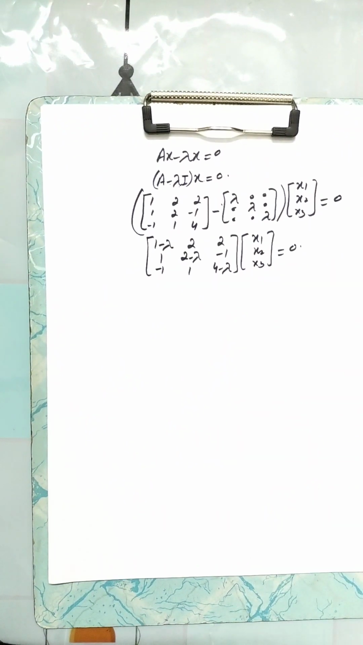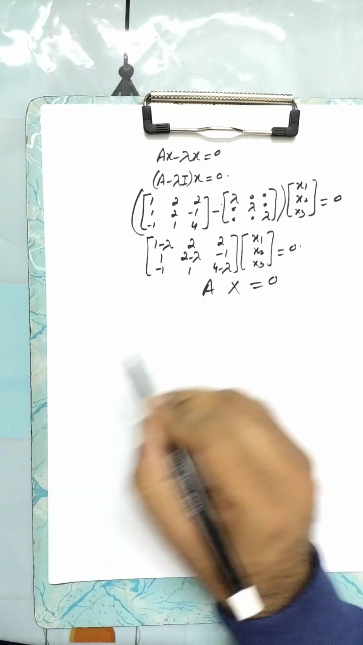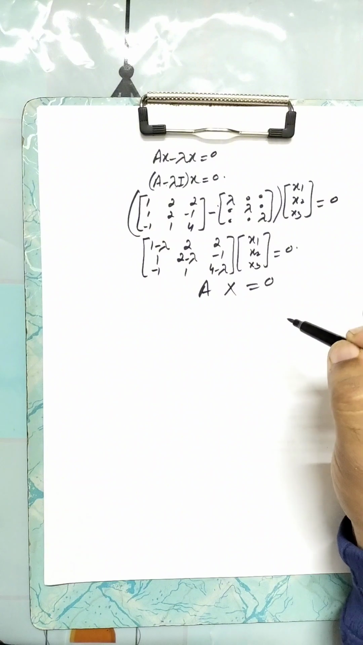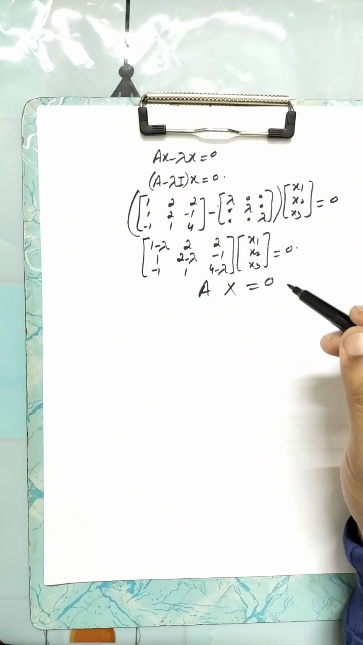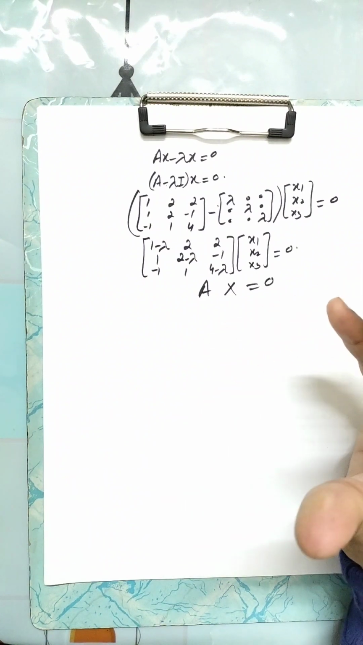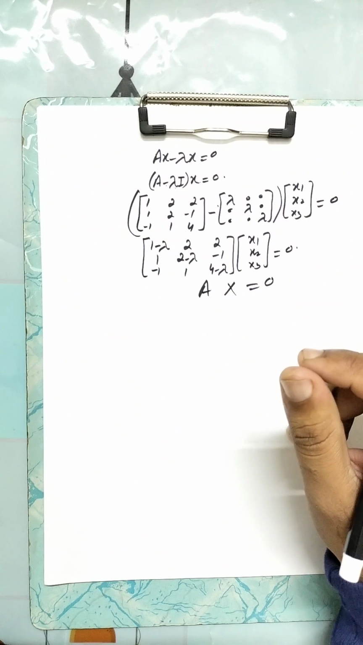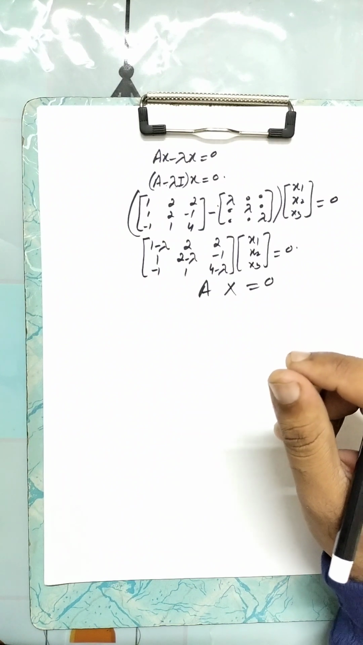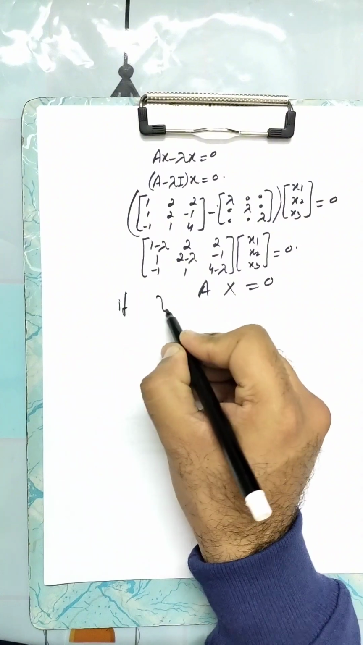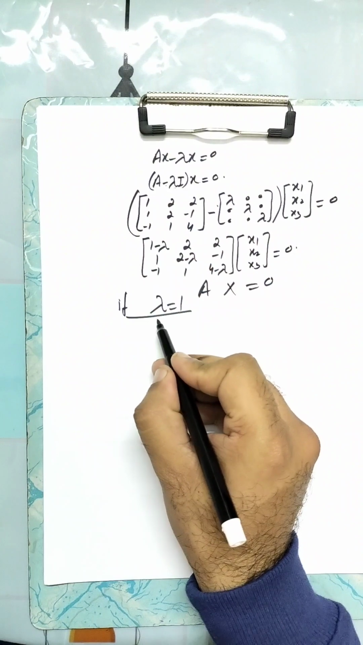So we solve this system. Basically this is Ax is equal to 0. This is the homogeneous system. And we know very well how to solve the homogeneous system, and under what conditions the solution is unique, infinitely many solutions, or no solution. So we solve this. If we take the value of lambda equal to 1, first we check lambda is equal to 1. So put here lambda is equal to 1.